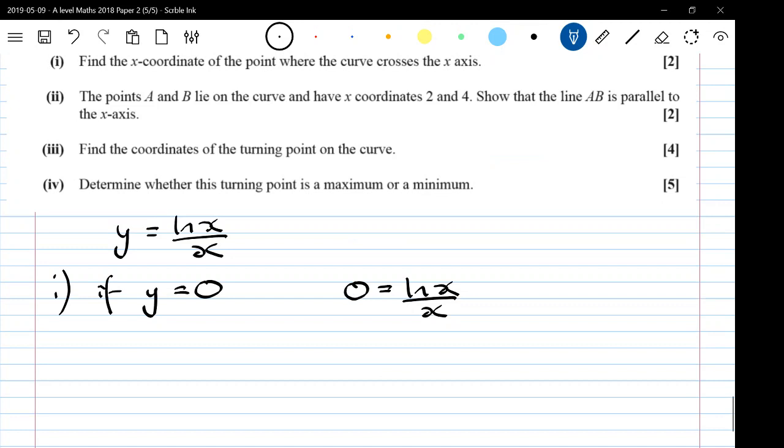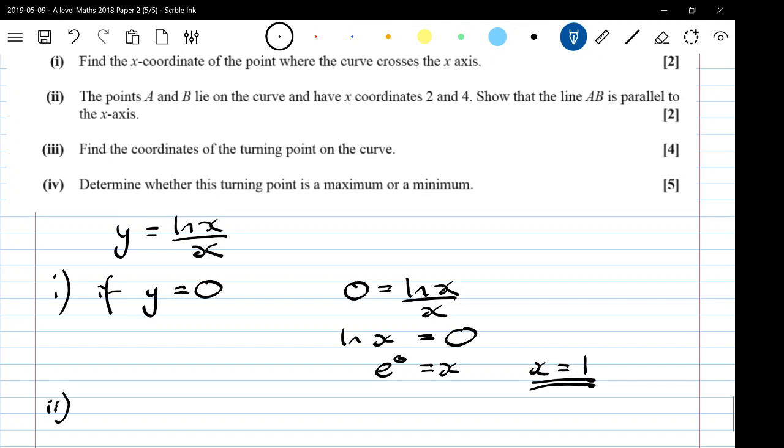Well, that's a simple equation. x can't be 0, so we're left with ln x being 0. Maybe we just know what the result is when the natural log of x is 0, but that means e to the 0 equals x, so x equals 1. And there we go, they gave 2 marks for arriving at x equals 1 as you work through that process.